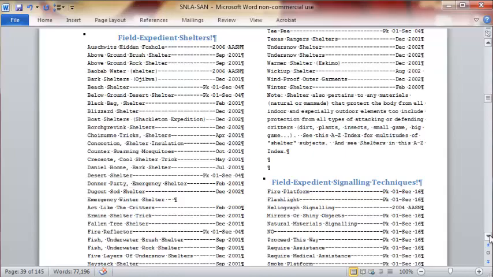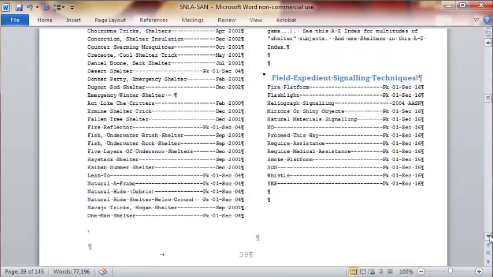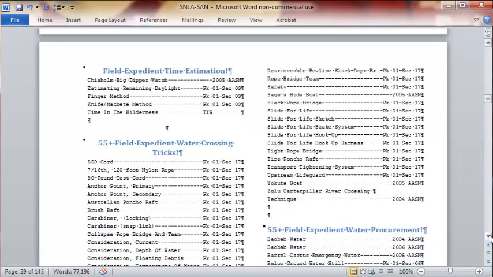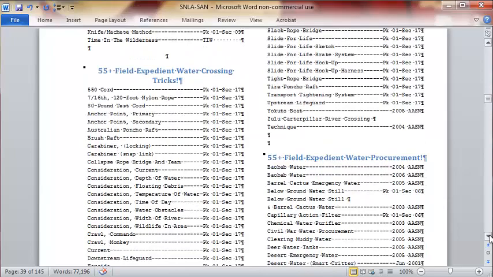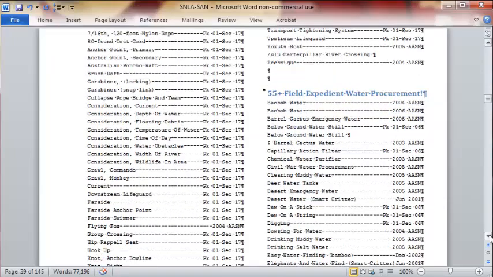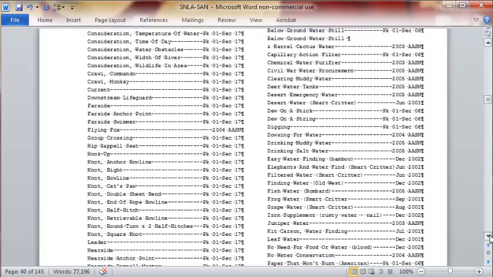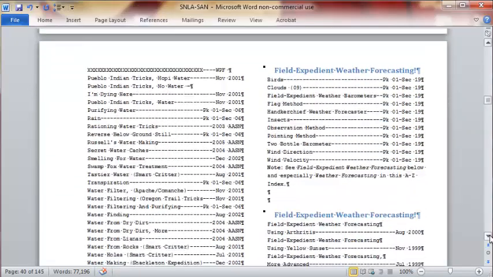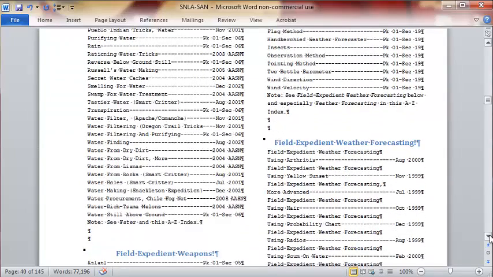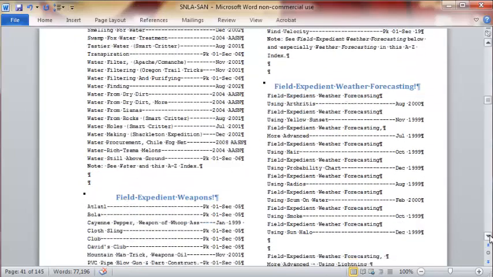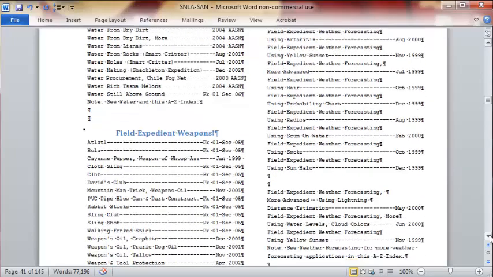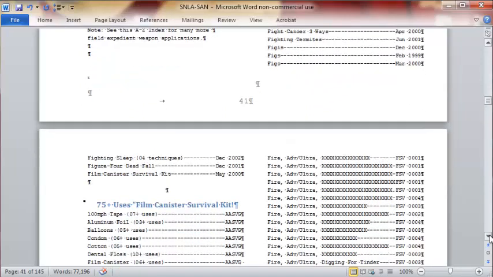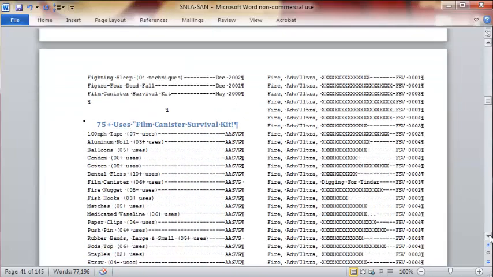Field expedient shelters, field expedient signaling techniques, field expedient time estimation, 55 field expedient water crossing tricks, okay? Field expedient water procurement, field expedient weather forecasting. I'll teach you more than 50, 60, 70 ways to forecast weather without any modern devices. Field expedient weapons, always got to have a weapon on. Even if it's your plain old fish, you got to know how to fight. Okay, 75 uses, film canister survival kits.